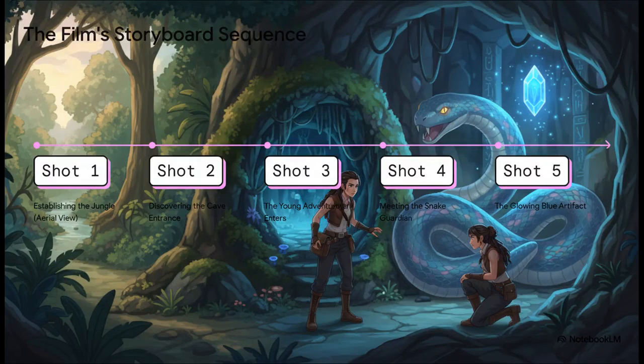And this storyboard lays out the whole visual journey. You can see it here. It starts wide, showing us the jungle. Then it brings us in closer to the cave entrance. It follows our hero inside, builds the tension with the snake guardian, and then the big reveal of the glowing artifact. It's a classic narrative structure.